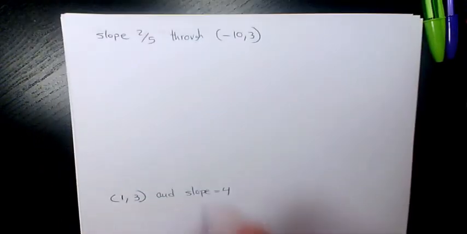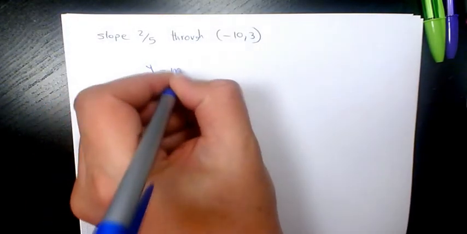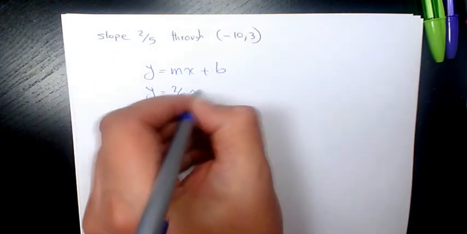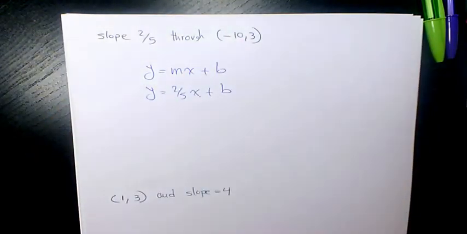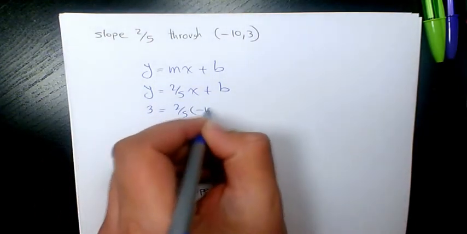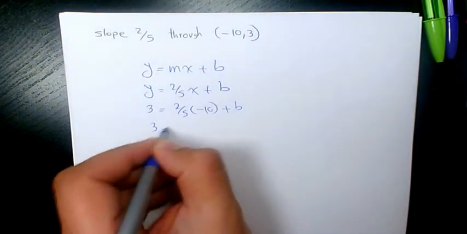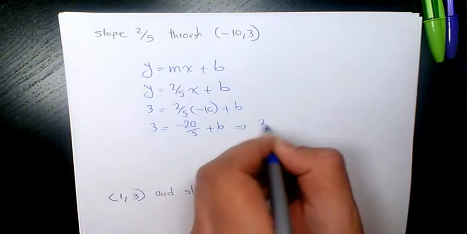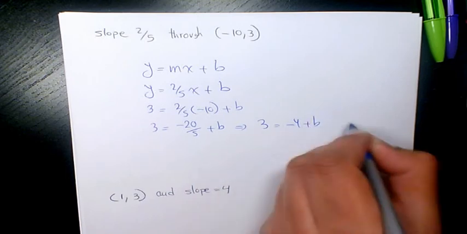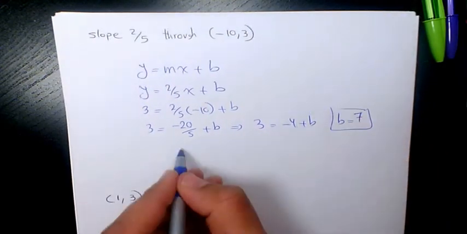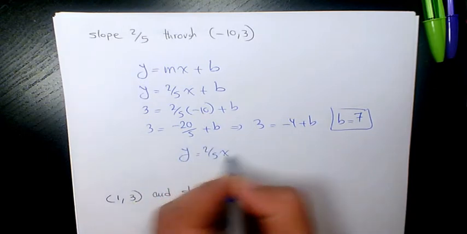Next one is going to be y equals mx plus b. Slope is 2 over 5, so 2 over 5x plus b. We sub the numbers. We have 3 for y and negative 10 for x. So 3 equals negative 20 over 5 plus b. Therefore, 3 equals negative 4 plus b, and b equals 3 plus 4. That will be 7. So y equals 2 over 5x plus 7.